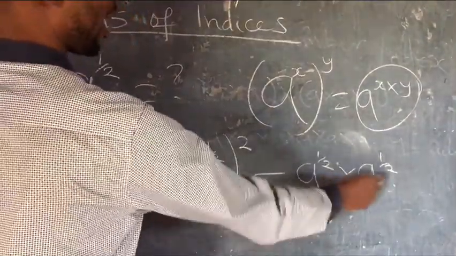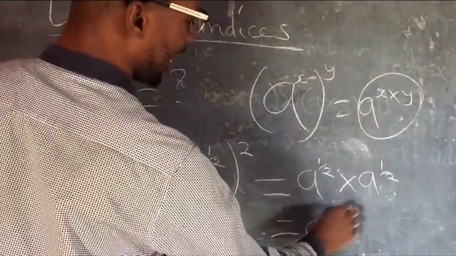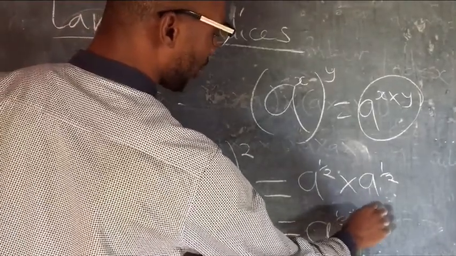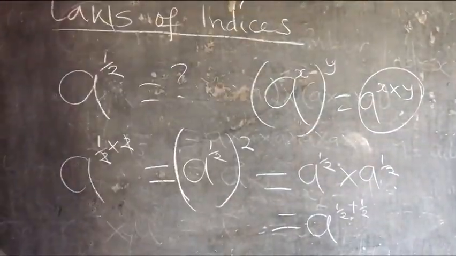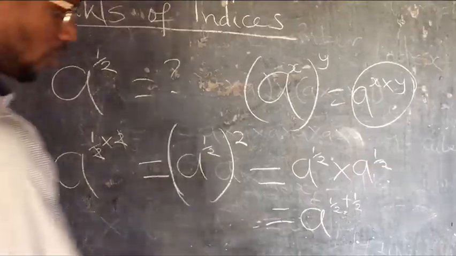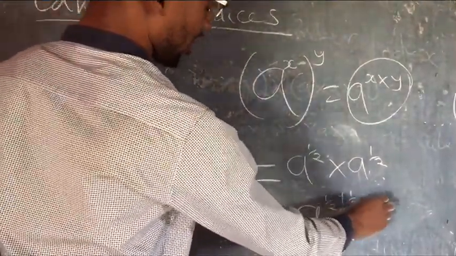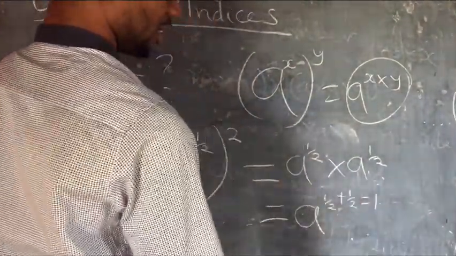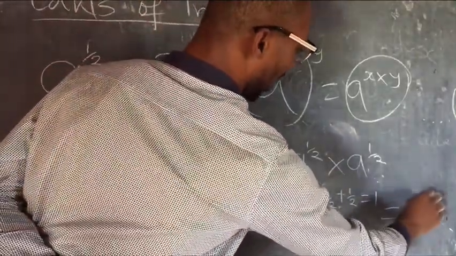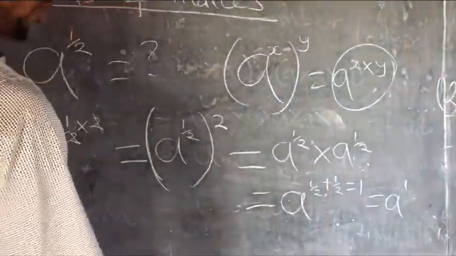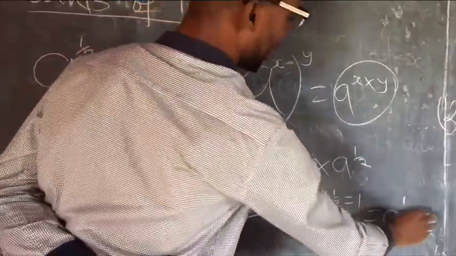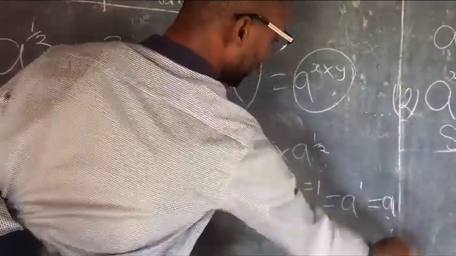Then from here I will apply law number 1. We say if I get a half like this, I add a half. Now this plus this one will give me 1. It means I get a raised to power 1. So we say if a number is raised to power 1, the number is the same thing.